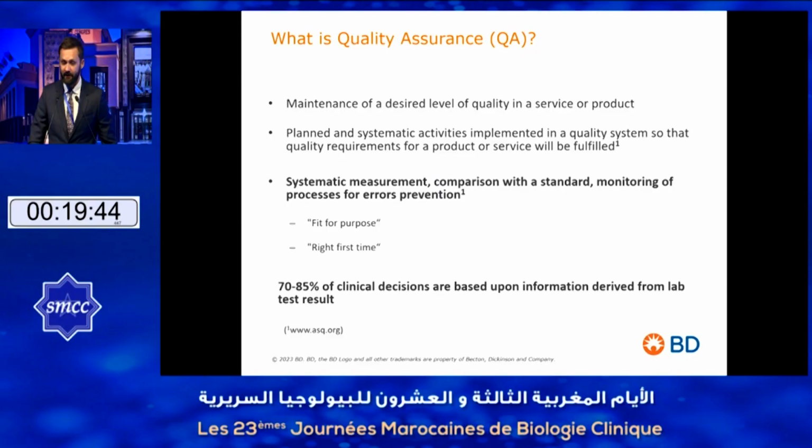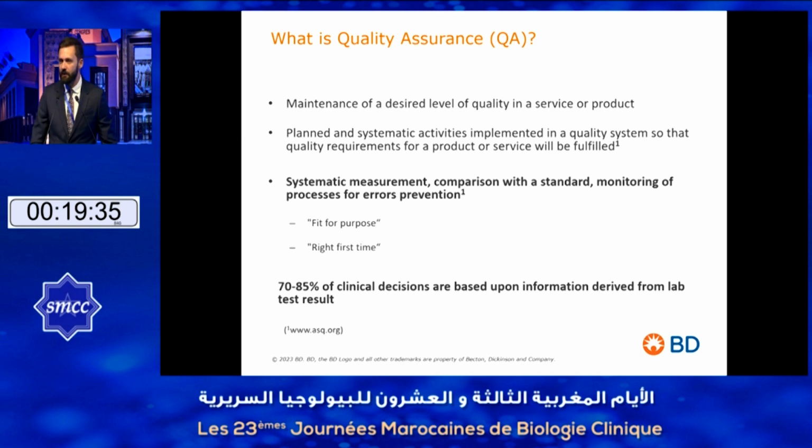So first of all, before I started working on this presentation for this Congress, I tried to find a definition of quality assurance. And there are lots of definitions which you can find online. And one of them: quality assurance is a systematic measurement, comparison with the standard, monitoring of a process for error prevention. Exactly what we do on a daily basis being in a medical laboratory.